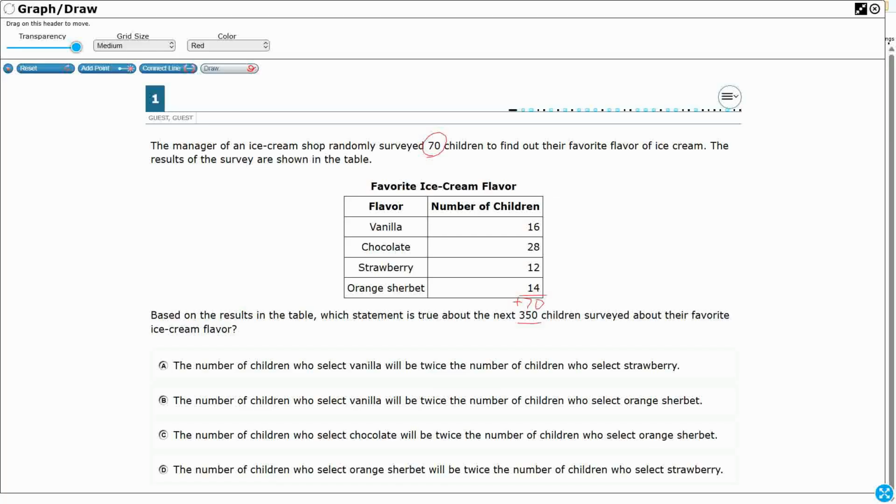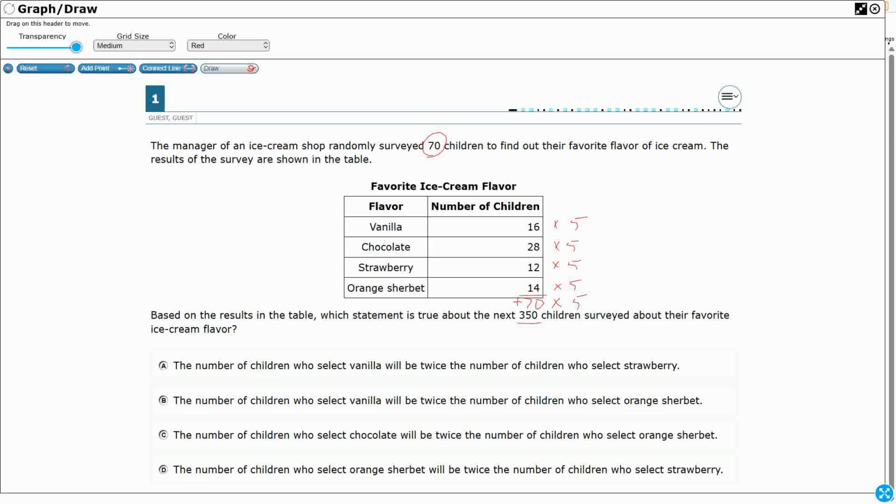If we're going to try to get 350, what we would do is multiply by 5. So if we multiply each of these by 5, we think if the next 350 answer the same way, it would be proportional to what we already have. That's the thinking behind these experiments, or these surveys. And so let's read these statements.